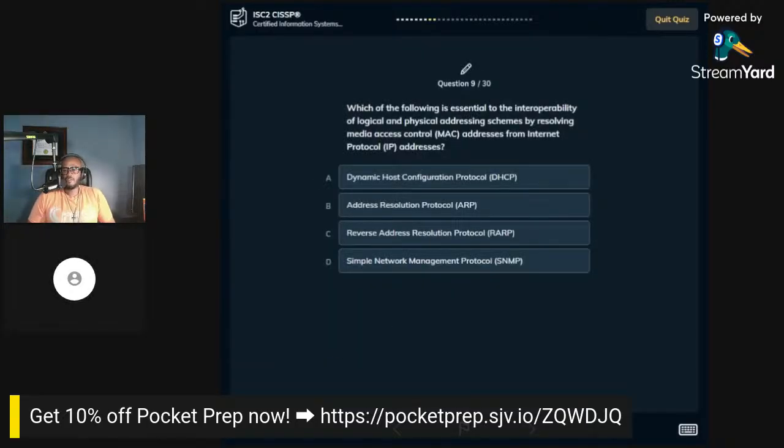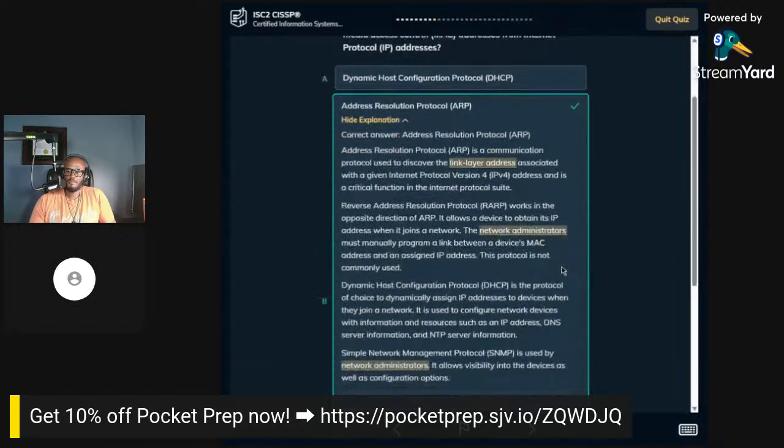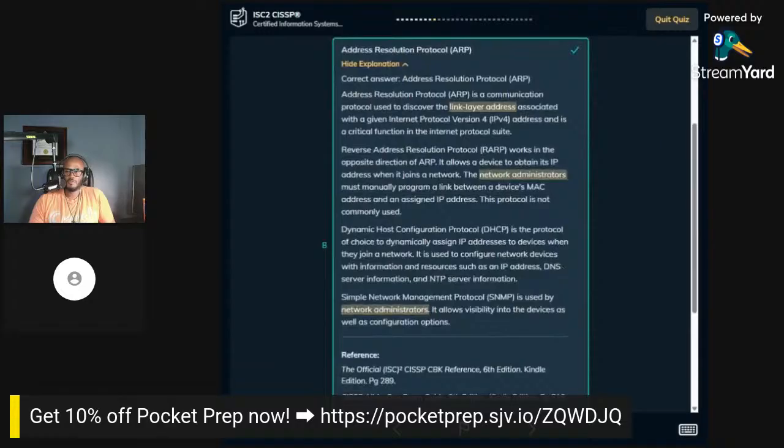All right. Which of the following is essential to the interoperability of logical and physical addressing schemes by resolving media access control addresses from internet protocol IP addresses? That'll be B, Address Resolution Protocol. Yeah, ARP, a communication protocol used to discover the link layer address associated with a given internet protocol version 4, or IPv4, address, and is a critical function in the internet protocol suite.